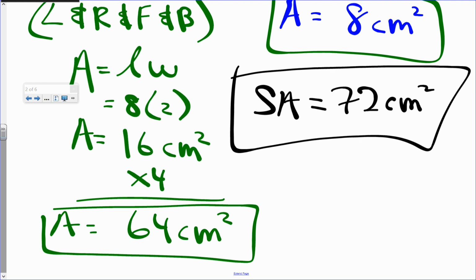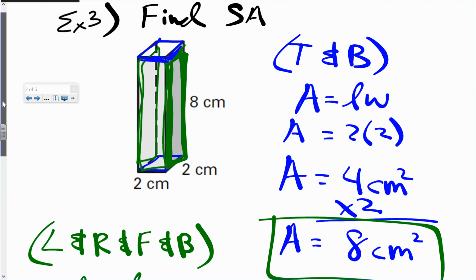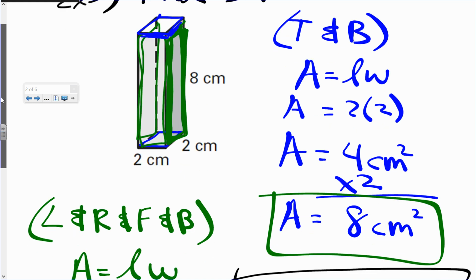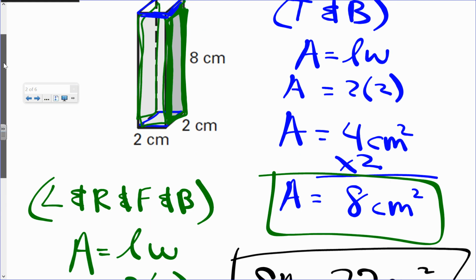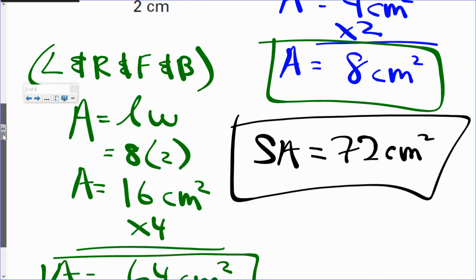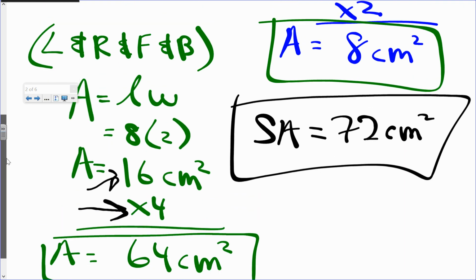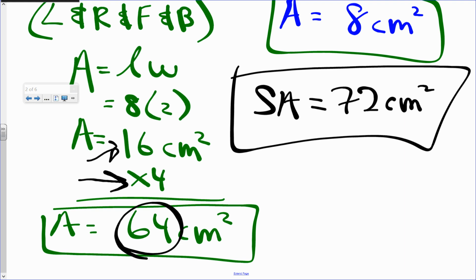The whole thing. So far, so good? Questions? Okay, the game plan. What was the game plan? Top and bottom are the same, so I solve for their areas. And then the left, right, front, and back rectangles are all the same, so I solved for one of them, then multiplied it by 4. I solved for one, it was 16, and I multiplied it by 4 because there's 4 rectangles. And then I added up all the areas. 64 plus 8 is 72. Nice.